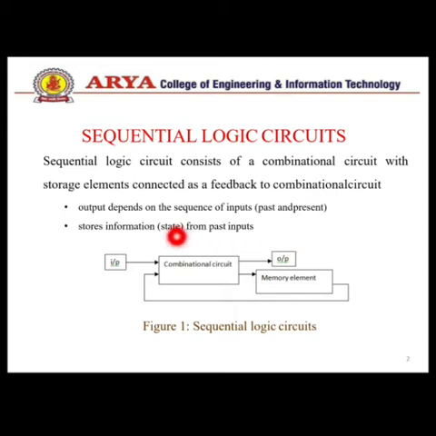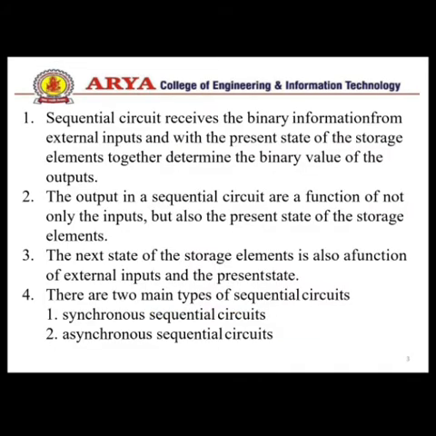In a sequential circuit, the output depends on the sequence of inputs, past and present, and it stores information from past inputs. A sequential circuit receives binary information from external inputs. So the outputs in a sequential circuit are a function of not only the inputs but also the present state of the storage element. There are two main types of sequential circuit. First is asynchronous, second is synchronous.